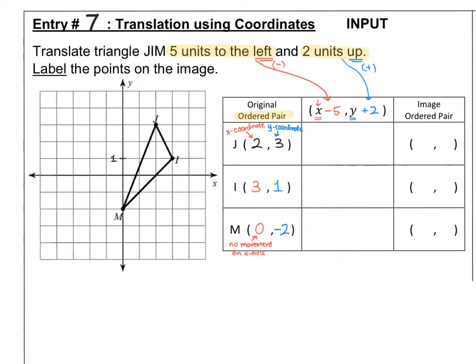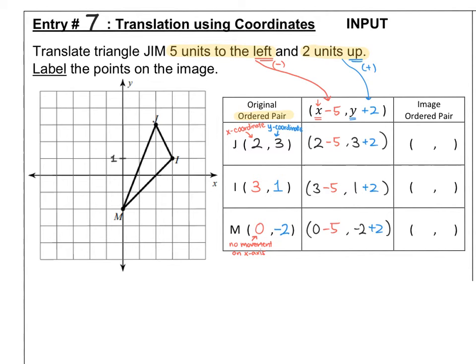So if our original coordinates for J were 2, 3, and the original point for I was 3, 1, and the original point for M was 0, -2, then we'd have to subtract the same distance of 5 from the x-coordinates and add the same distance of 2 to the y-coordinates so that they all move the same amount in the same directions. That's going to give us the new address for our new ordered pairs of the image.